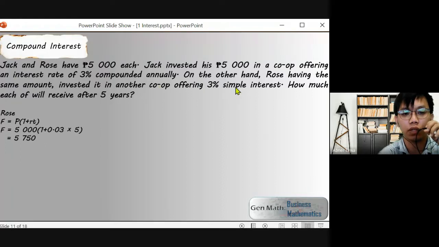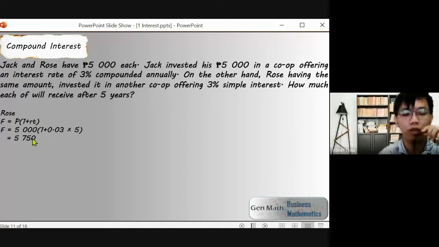And then, of course, that is simple interest. Therefore, we are going to use the simple interest formula. So, ang unknown dyan is future value. We are going to apply the formula for future value, which is F is equal to P times the quantity 1 plus RT. Okay, so yung principal amount, that is the 5,000 pesos, yung amount na kanilang invest, times 1 plus yung rate of interest, that is 3%, or in decimal, that is 0.03, times 5 years. Yun yung length of time. And then if you're going to calculate that one, the amount will be 5,750 pesos.